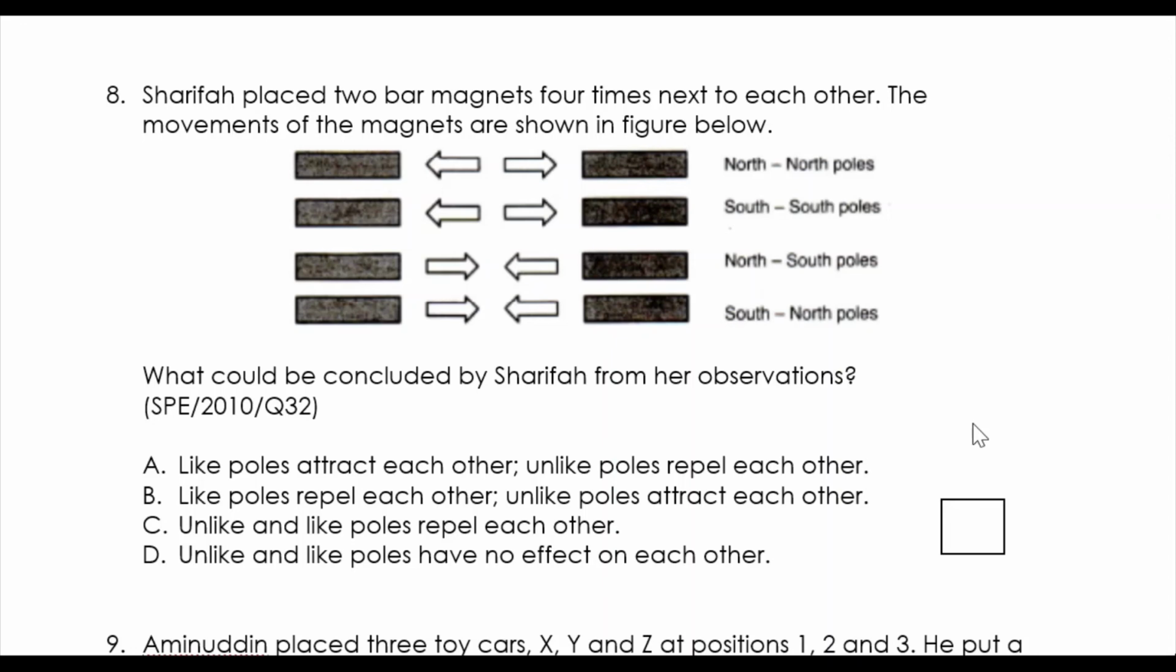So this is the part about how magnets work. So like poles attract each other? Nope. Like poles repel each other? Yes. Unlike poles attract. That's correct. So it's B.